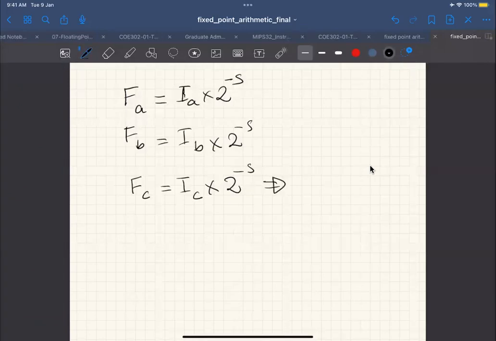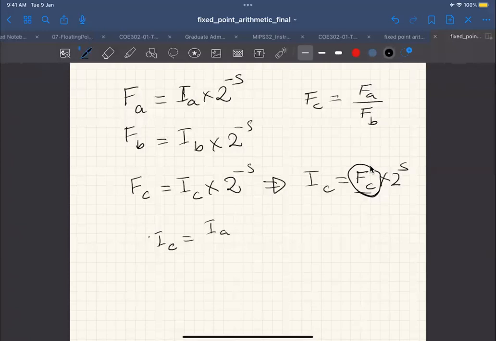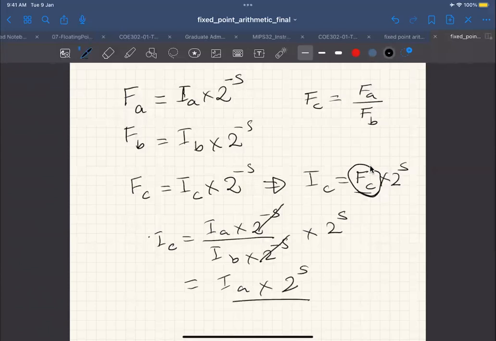So my IC is going to be FC into 2 to the s, right? So I can expand FC now, which is supposed to be the division result. FC is nothing but FA divided by FB. This is the fixed point division. So I can substitute FC here to get it in terms of IA and IB. So IC equals IA into 2 to the negative s divided by IB into 2 to the negative s, multiplied by 2 to the s. So this cancels with this, and you are left with IA multiplied by 2 to the s divided by IB.